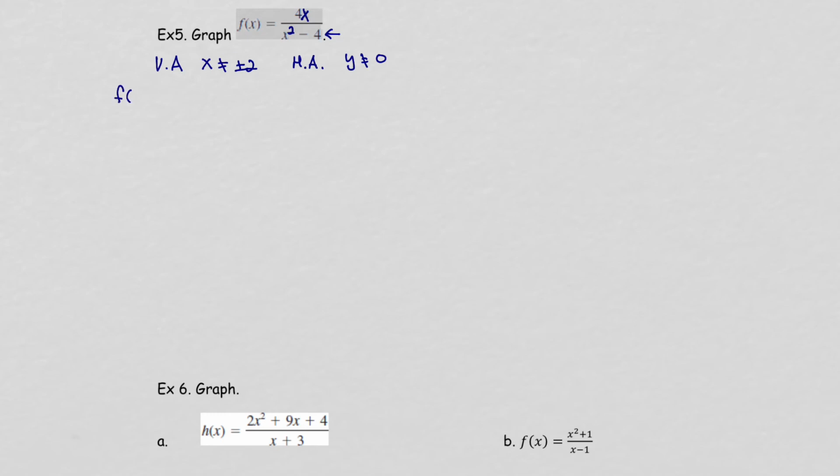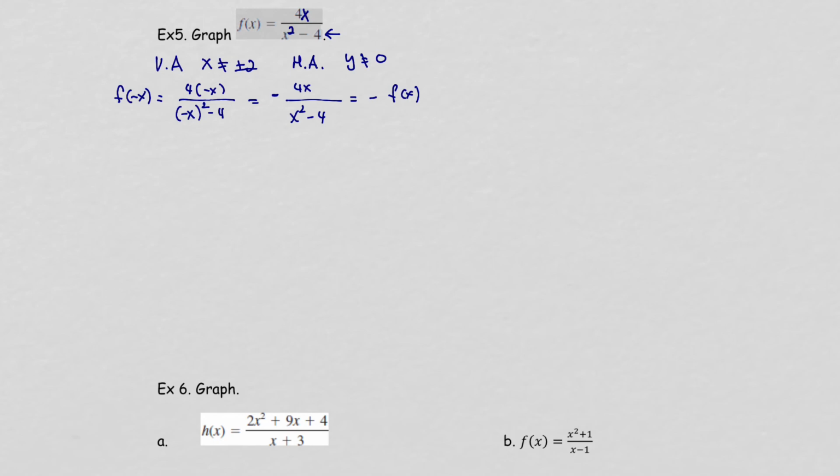Let's see what kind of symmetry this is. When you replace x by negative x, you get negative 4x on the numerator in x squared minus 4. In the denominator, because you're squaring the negative, it will be positive. So isn't that the same as the f of x function given, except you have a negative pulled out, so it will be negative f of x.